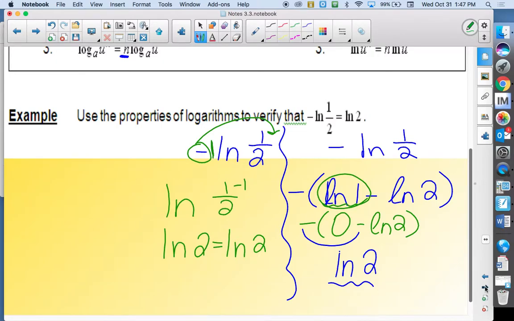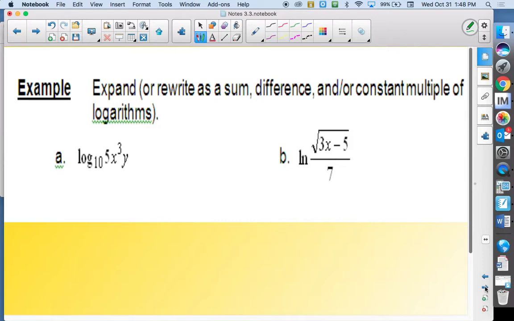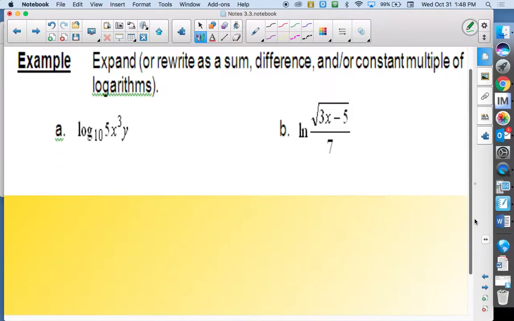All right, so the other 4 problems, really short, straightforward day. They say to expand, which means we're writing it as a sum, a difference, or a constant multiple. That just means you have a 3 in front. So you have 1 log. We're going to expand it using those properties into multiple, separate logs. So the log base 10 of 5x cubed y. Virginia, what would you do to try and expand that?